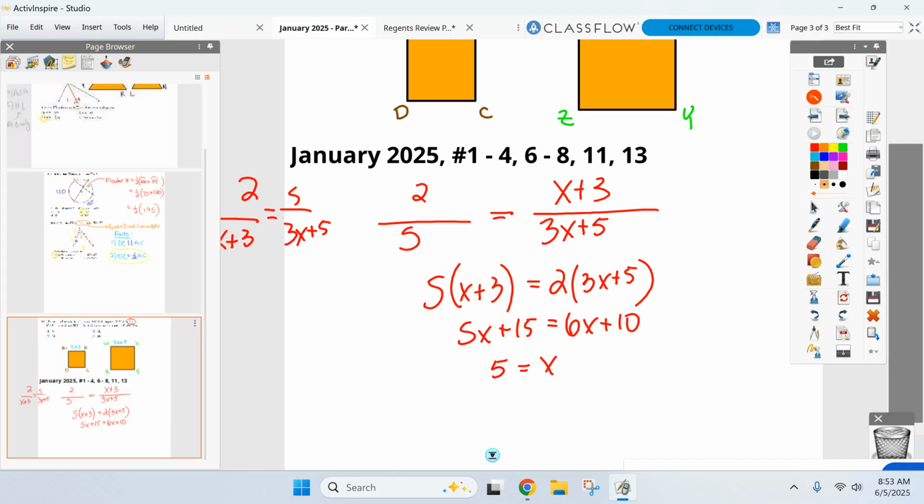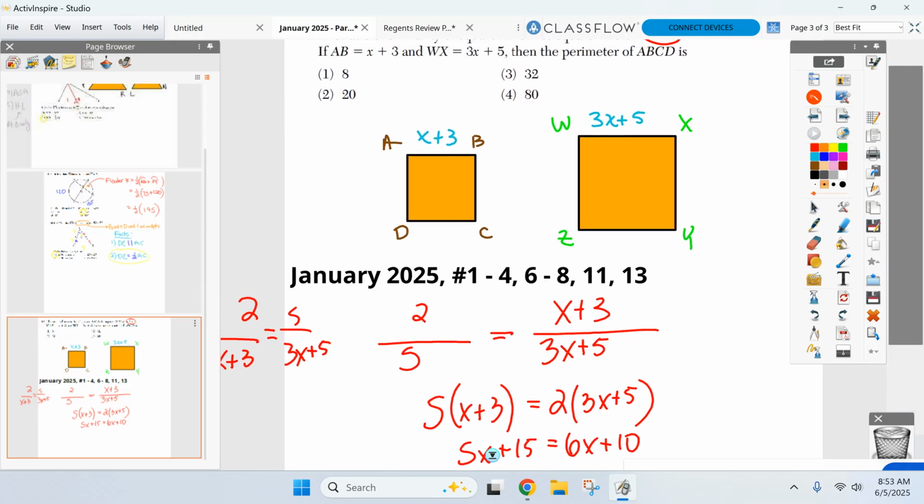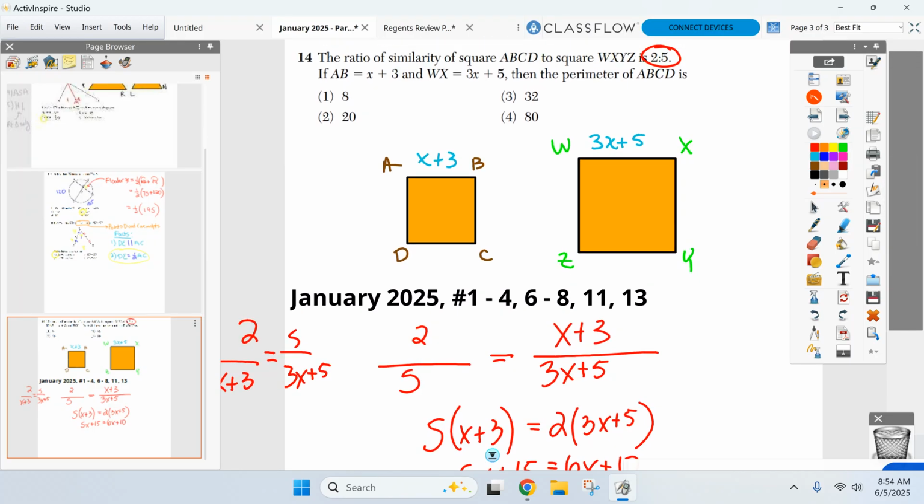We're getting 5 for x, but we didn't answer. Good thing that's not a choice either. Some of us may have circled that. We have to find the perimeter of ABCD. So I plug 5 back in. It looks like the side AB is going to be 8, but we're looking for the perimeter, and that's a square, so all of them are 8. So we're looking at 32 for the perimeter. Okay, 32.